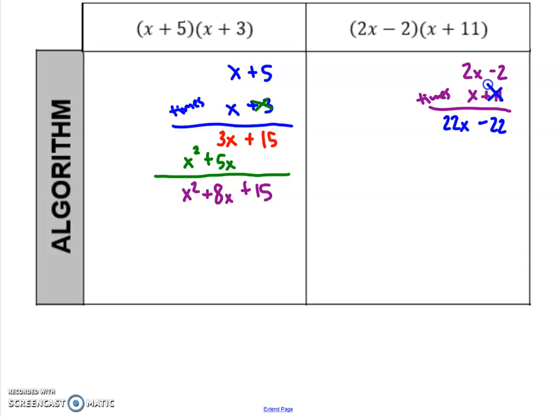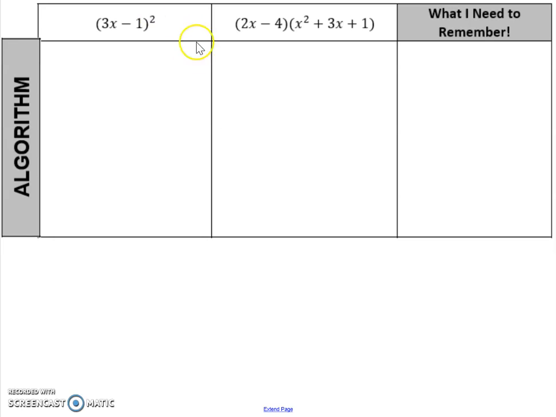I'm done with my 11. Now I'm going to do x times everything. X times negative 2 is negative 2x. Stack it where the x's are. Then x times 2x is 2x squared. And all that's left is to add them together. So I have 2x squared, 22x minus 2x is positive 20x, minus 22. Feeling okay with this method? It's not too bad. Here we go.